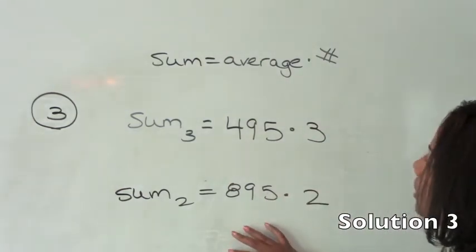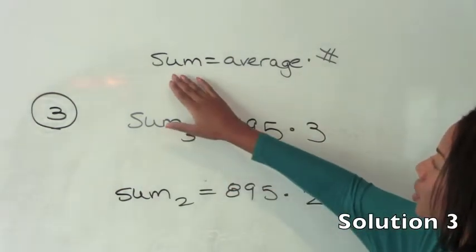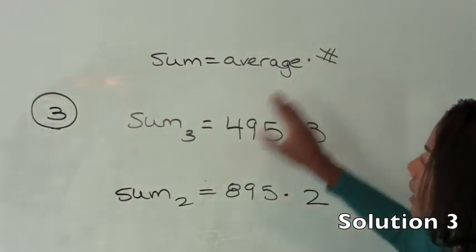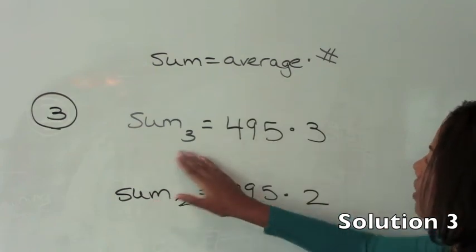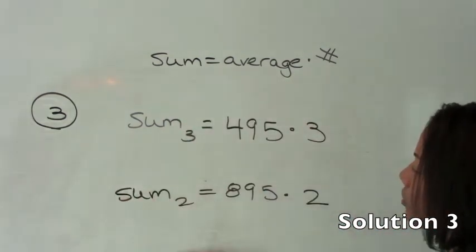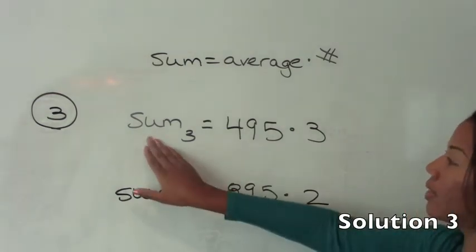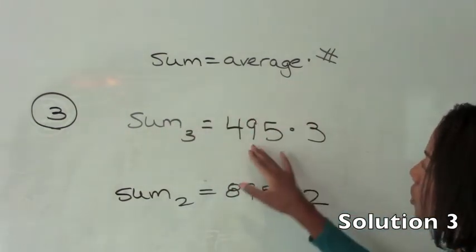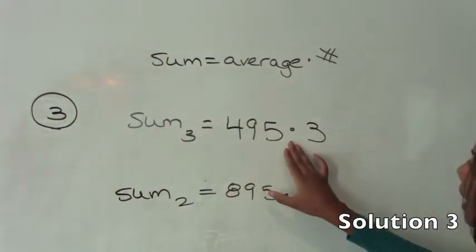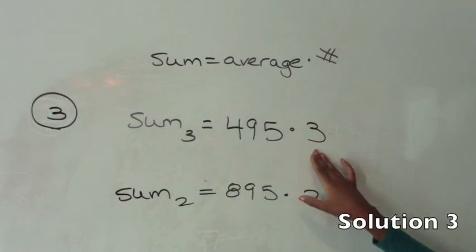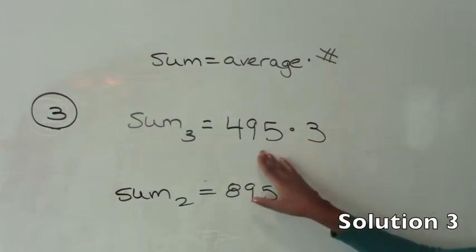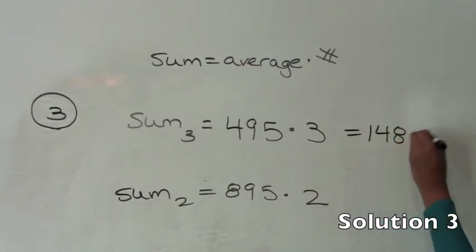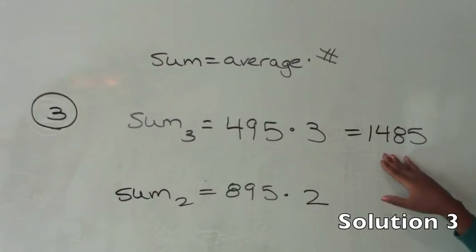So, if you recall, this form of the average formula, where the sum is equal to the average times the number of numbers, I simply plugged in the relevant numbers for the first 3 paintings and for the second 2 paintings. So the amount he grossed, or the sum of the first 3 paintings, is the average, which we're told is $495, times the number of paintings that went into the average, which is 3. So 495 times 3 is $1,485. So he grossed $1,485 for the first 3 paintings.